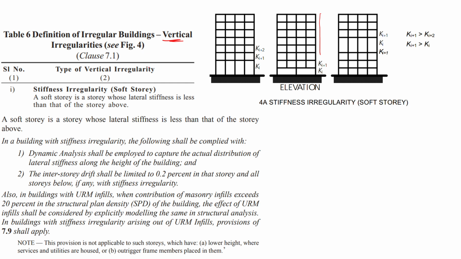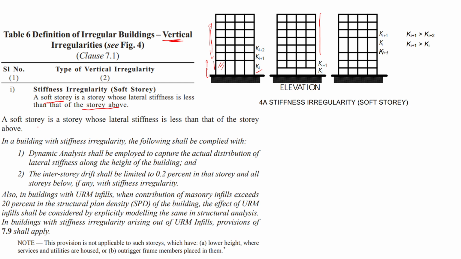You may have seen some places where there is a parking lot that has a huge height, more than the height of the other floors. You may have seen that, right? That shouldn't be given. Why? Because of the stiffness. A soft story is a story whose lateral stiffness is less than the story above. So whatever the stiffness here is, it is less than the ones above. That is kind of dangerous.